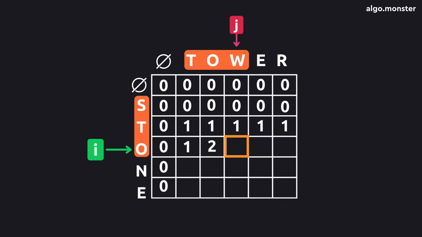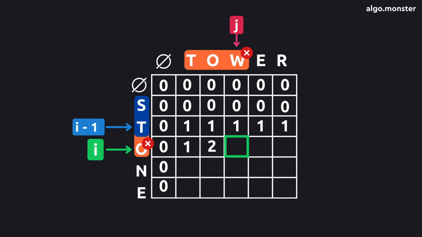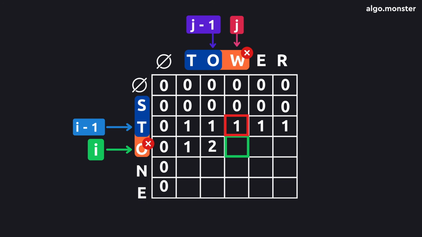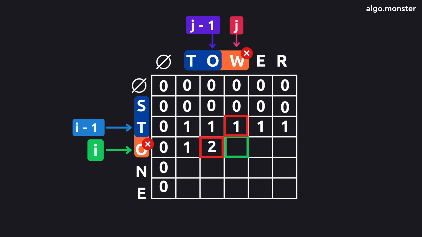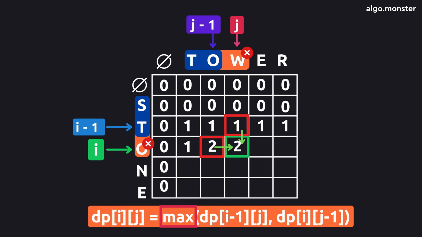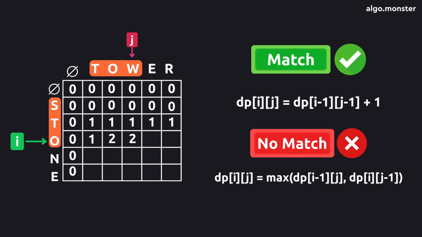Now the second case, the characters are different. Suppose we compare "sto" and "tow". The last letters are o and w. They're different, so they cannot both be part of the common subsequence. So which result do we take? We can skip the last character of the first string and look at the result for "st" and "tow". That's the cell dp[i-1][j], one row above. Or we can skip the last character of the second string and look at the result for "sto" and "to". That's the cell dp[i][j-1], one column to the left. We don't know which choice is better ahead of time, so we take the maximum of the two. We want the longest subsequence possible. In the end, we simply choose which formula to apply based on whether the current characters match or not.